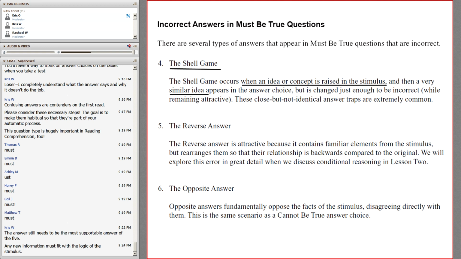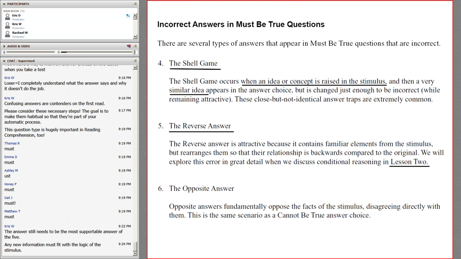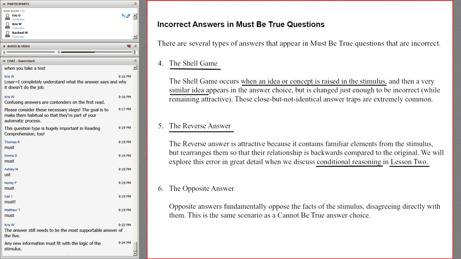Okay. Reverse answers, we're going to see more of those in lesson 2. That really brings in mostly a conditional reasoning issue. So I'll leave that for then. But opposite answers, guys, I think this is what people would expect more of, honestly, on must be true questions, is that these would be the patently false answers. Answers that you can prove are false or answers that you know can't be true. Now, not every answer has to do that, but some will, that they're the exact opposite of what you're looking for.